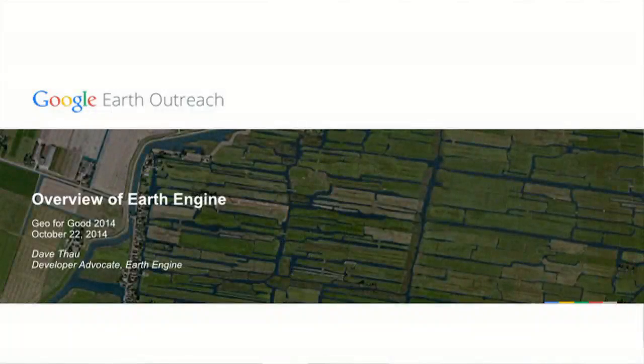People call me Thau. I'm a developer advocate at Google, and that means it's my job to work with people who are developing applications and algorithms using Google systems. And I focus on Earth Engine, which is our geospatial analysis tool, which I'm going to tell you more about today, and you'll have lots of opportunities throughout the day to learn more.